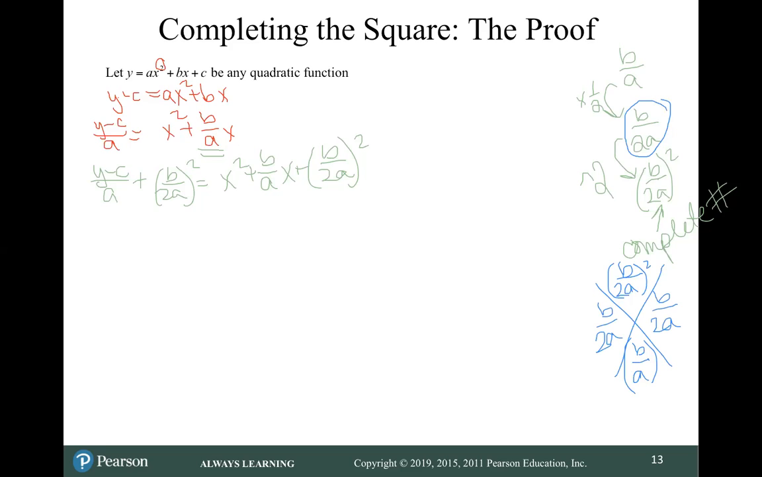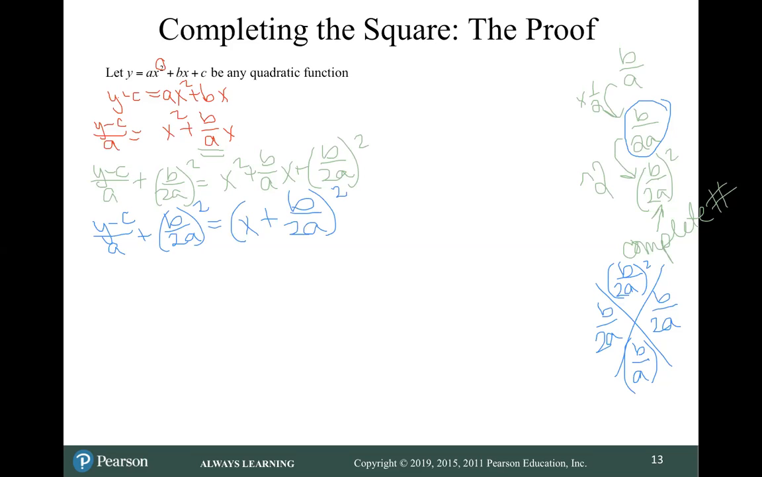So now I have y minus c over a plus (b over 2a) squared equals (x plus b over 2a) times itself, squared. So that's the magic trick of completing the square. We had 2 steps that we had to pay attention to. The first one was finding our magic number in green, and the second one is using that magic number to factor it. And now I have a completed square.